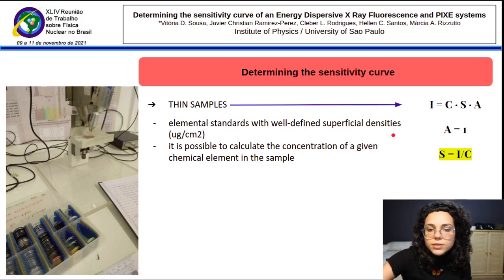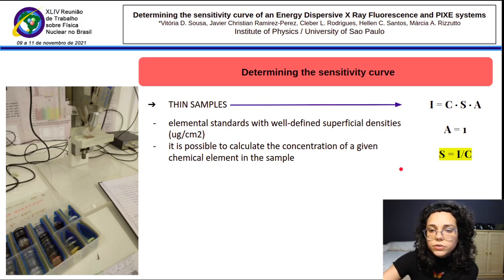So to determine the sensitivity curve, we use thin samples, which are elemental standards with well-defined superficial densities. And since we know the superficial densities, we are able to calculate the concentration of a given chemical element in the sample. And as I said, the matrix absorption factor here is equal to 1, allowing us to find the sensibility simply by dividing intensity by concentration.